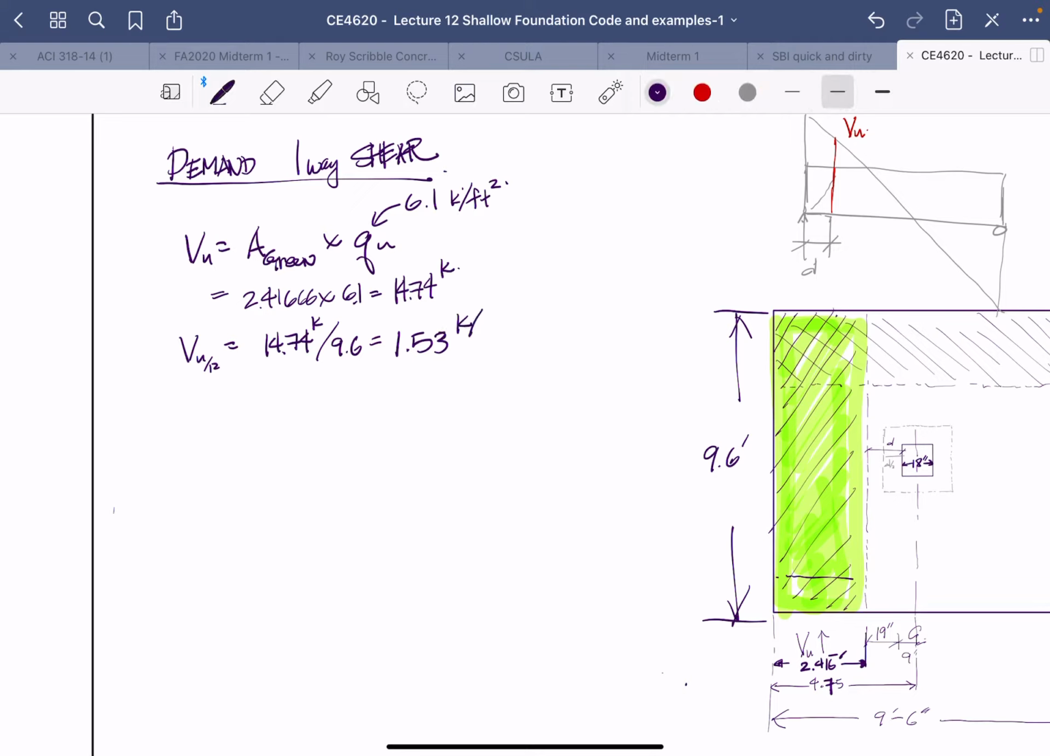So here, we know that Vc for the entire thing is 2 lambda square root of f'c times b d. Notice how previously it was b dot, right? It's no longer there. We know it's normal weight concrete, so lambda is 1.0. So it's 2 times 1 times, remember anything in here is in PSI, I forgot what concrete strength we were, 4,000. b is going to be the entire width, which is 9.5 times 12, right? And d is going to be, I think we said it was 19 inches.